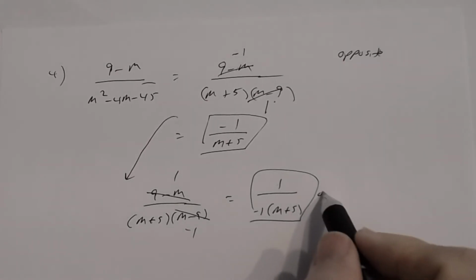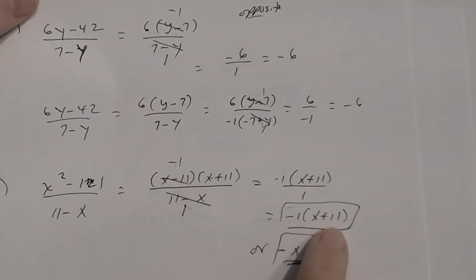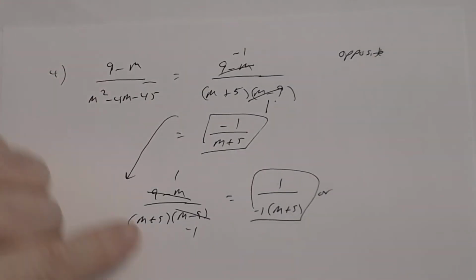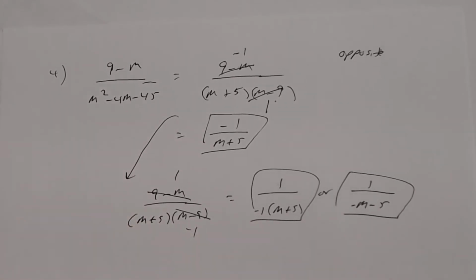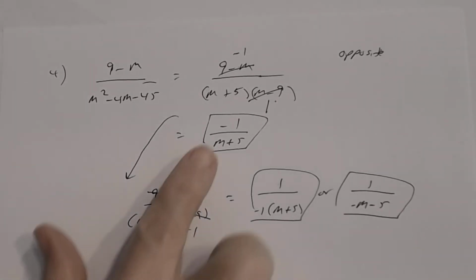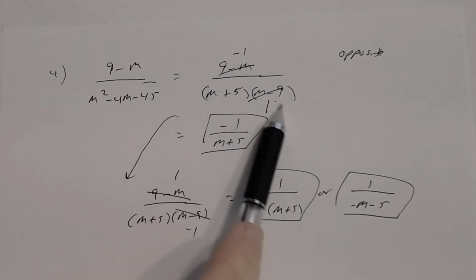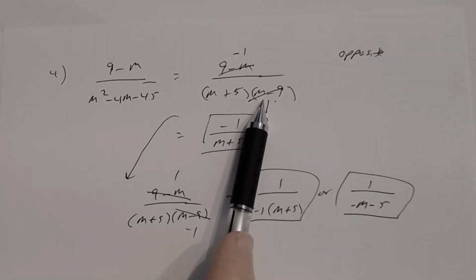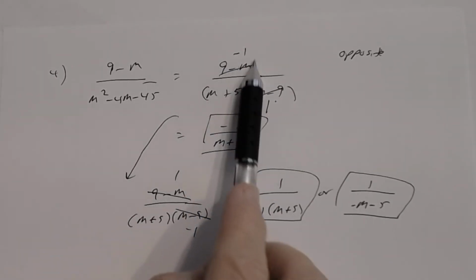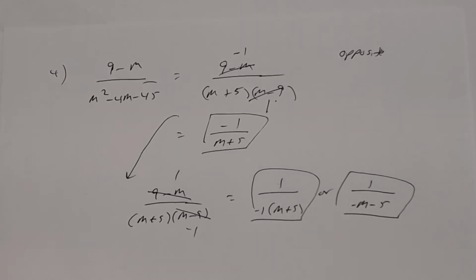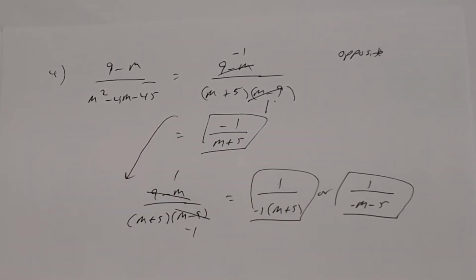Or if you want to distribute, you can as well, just like we did in this problem here. So where we had negative 1 times the binomial, we just went ahead and distributed. So you could have done that here as well. So you could distribute 1 divided by negative m minus 5. So I just want to remind you of the different ways of writing the answer, okay? But what usually happens when you divide opposites, for the most part, we make the factor that's in the denominator 1, and we make the factor that's in the numerator negative 1. That's what we tend to do. Just keep that in mind. The numerator is a negative 1 factor, and the denominator factor is a positive 1.